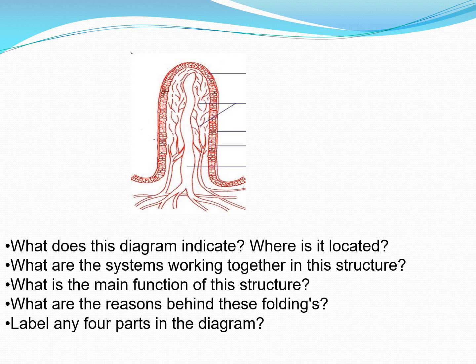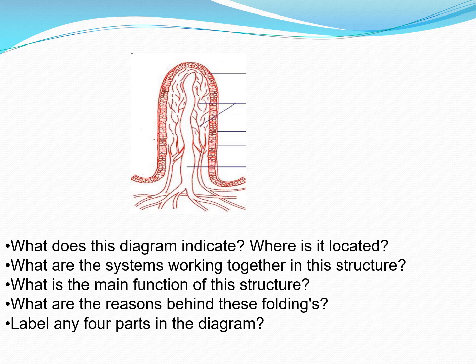Here first question, what does this diagram indicate and where is it located? It is the structure of villus or microvillus located in the inner lining of the small intestine. Second question, what are the systems working together in this structure? In this structure, digestion and circulatory systems are working together.